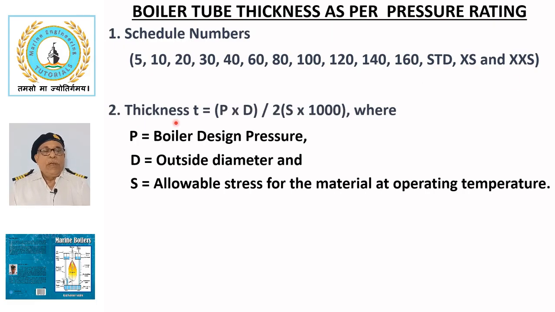Thickness T of the tube. The thickness T is calculated using the formula T is equal to P into D divided by 2 into S into 1000, where P is the boiler design pressure, D is the outside diameter and S is the allowable stress for the material at operating temperature.